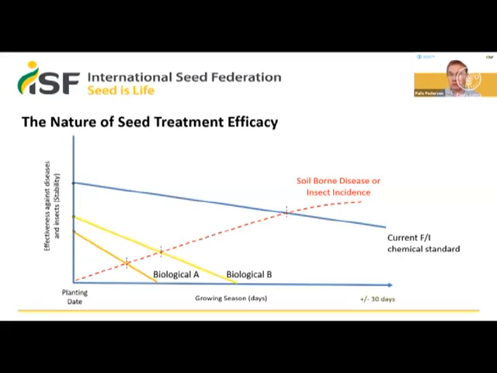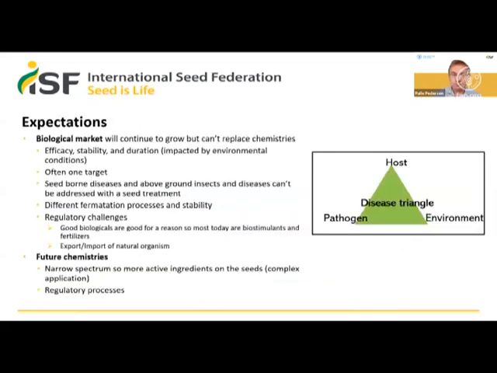So to wrap this up, the expectation is that biological markets will continue to grow. We see a lot of activity in the field. All the big international agriculture crop protection companies are working in this area, trying to understand how we can utilize our knowledge of fermentation and manufacturing of natural organisms and bring that into agriculture. So it will continue to grow, but we don't see it replacing chemistries.